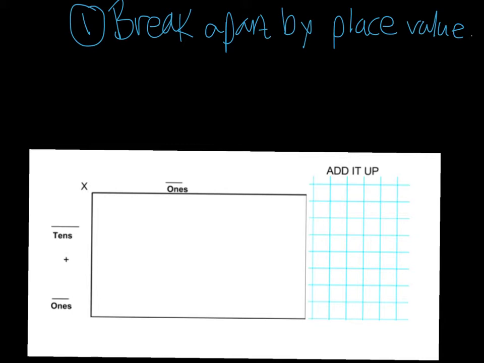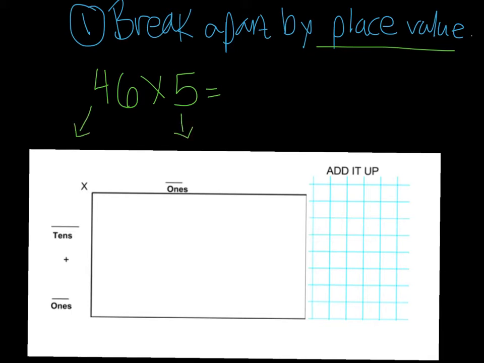I'm going to say, let's do 46 times 5. And now we're going to do the breaking it apart by place value. And I'm going to plug it in to the template that I have down there. If you'll notice, I put the first number in the left-hand side, and then the second number goes at the top. And I'm going to do that with every problem I do, so let's just get used to that strategy.